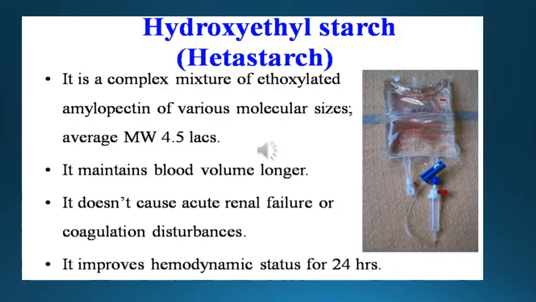The next example of a plasma substitute is hydroxyethyl starch, also called Hetastarch. It is a complex mixture of ethoxylated amylopectin of various molecular sizes, and the average molecular weight is about 4.5 lakhs. It maintains the blood volume for a longer duration of time. It does not cause renal failure or coagulation disturbances, and it improves the hemodynamic status for 24 hours.